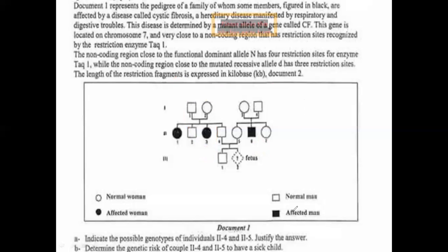Let's deny it on the homologous part of X and Y. If I want to deny it on the homologous region of X and Y, this individual would be XDYD, for example. Here mostly you can deny it on both X and Y, since the pedigree is very small, you have to see more individuals, but mostly it's going to be autosomal.